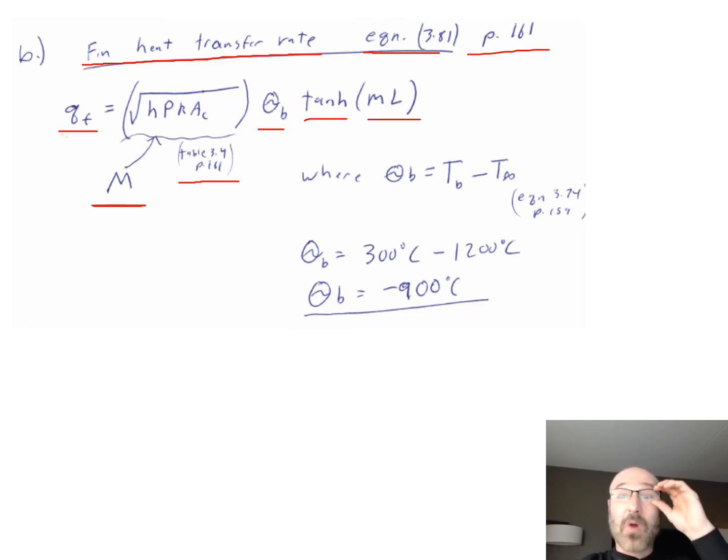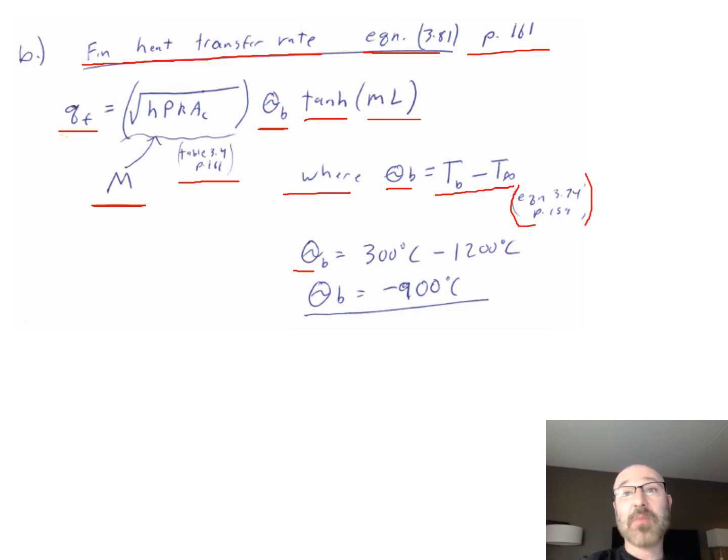Now, a lot of this we already have solved for in part A. So let's just say where we have theta B, this is equal to T sub B minus T infinity, and this is from equation 3.74. And then we can see down here our theta B would be equal to, well, our T sub B is 300 degrees Celsius and our T sub infinity is 1200 degrees Celsius. So therefore we have a numeric value for theta B, which is equal to negative 900 degrees Celsius. So now we have a value that we can plug back in to that equation 3.81.